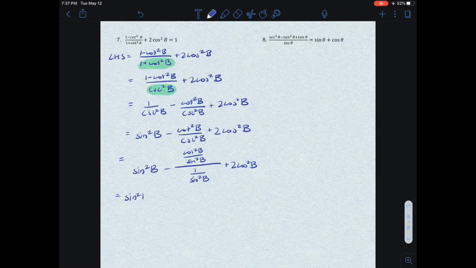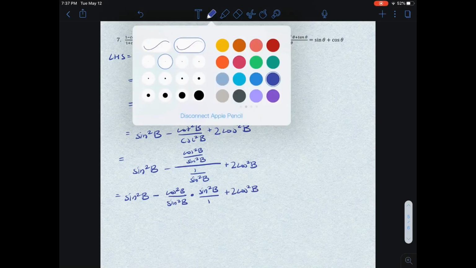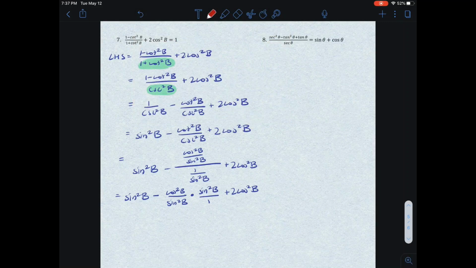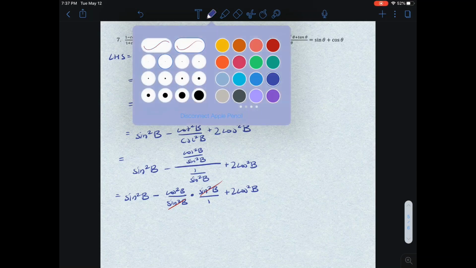Now from here, I'm going to keep the sine squared of b alone. In this case, I have a fraction divided by a fraction. So really, you can think of that as take the numerator and multiply it by the reciprocal of the bottom, and keep everything else the same. If you notice here, I have cosine squared over sine squared times sine squared of b. The sine squares cancel each other out.